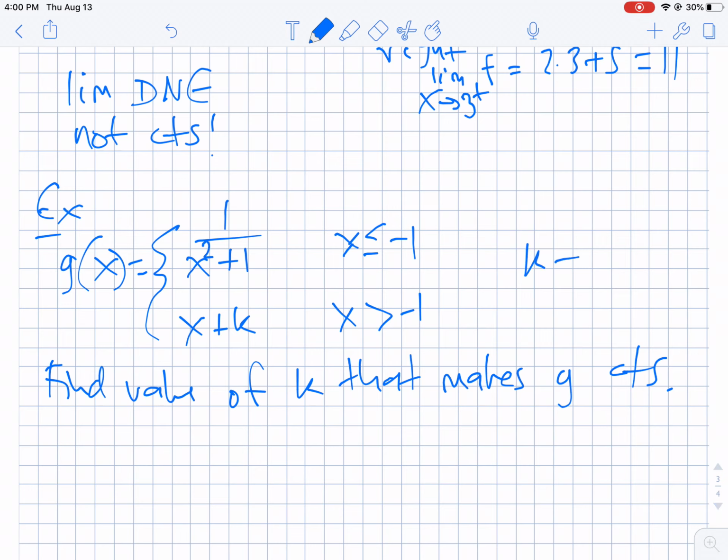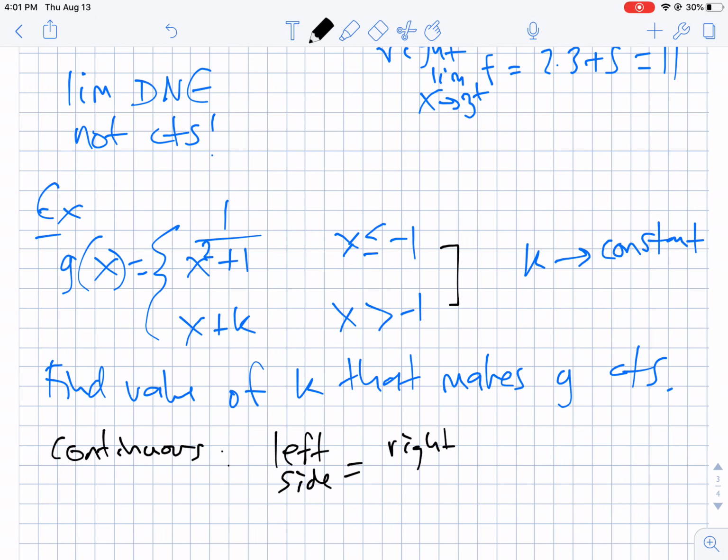When you see a problem like this, a lot of times they'll tell you that k is just some constant that you're trying to solve for. So find the value of k that makes this continuous. Your thought process should be, if it's continuous, the only real issue is going to be at the transition point. So at that -1, the left side must equal the right side at x equals -1.